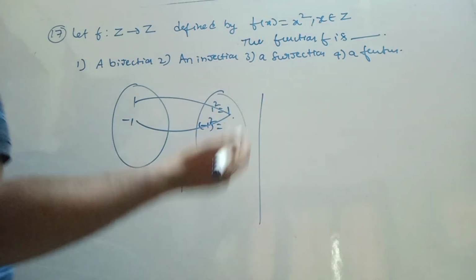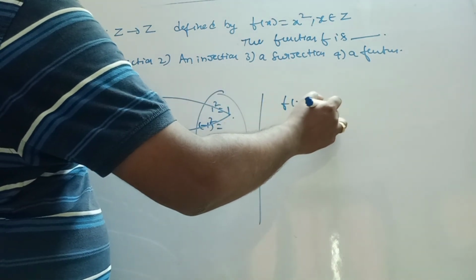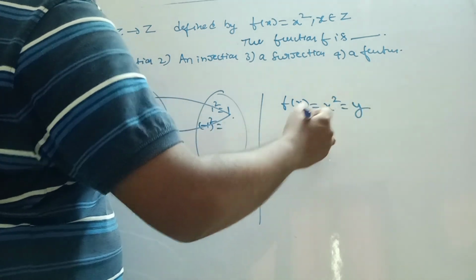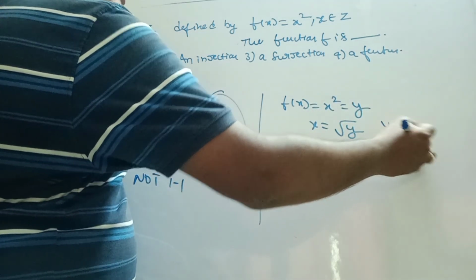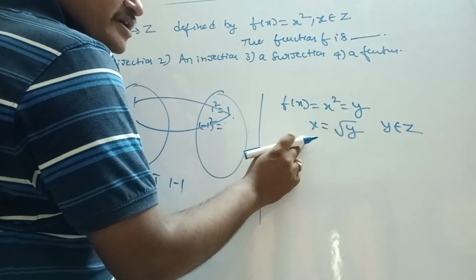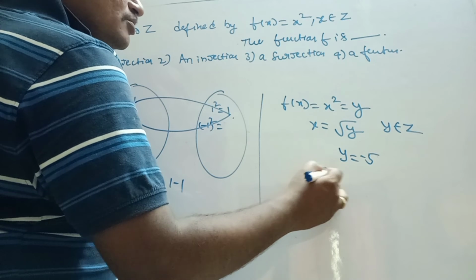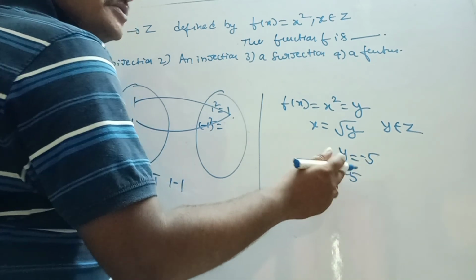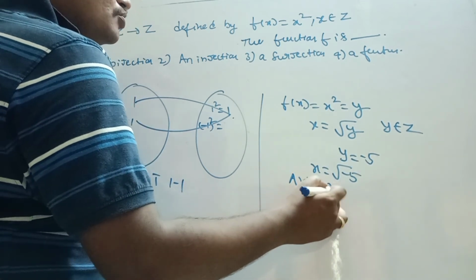And let us see whether it is onto. f of x is equal to x square, you take it as y. x equal to root y, where y belongs to Z. For each y belonging to integers, x is also supposed to be an integer. Suppose I take y equal to minus 5, then x equal to root over minus 5. This is not an integer, therefore it is not onto.